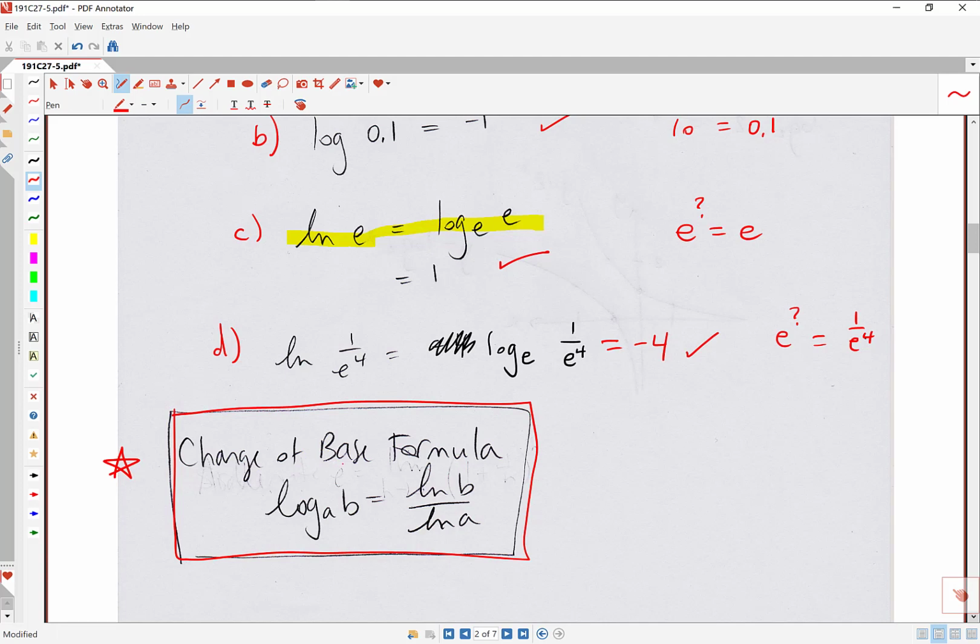We'll put a star beside that. So if you want to compute log base a of b, the formula is ln of b divided by ln of a. So you go ln of your value divided by ln of whatever the base is. And this right side can be done on your calculator because your calculator has a ln function built into it.